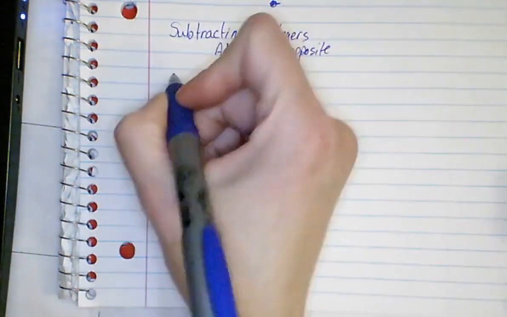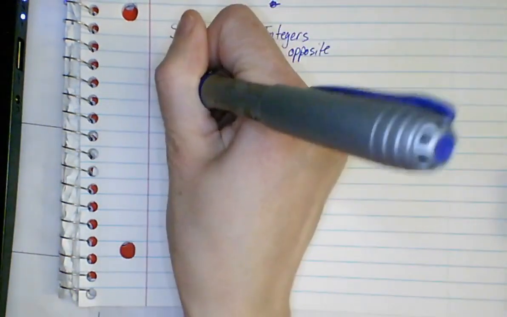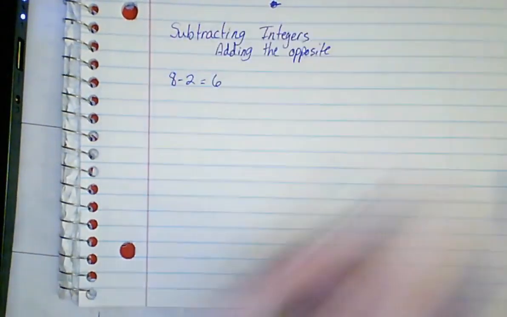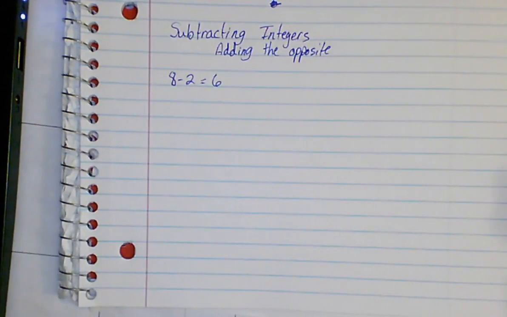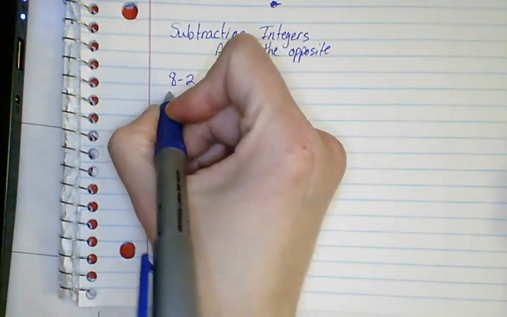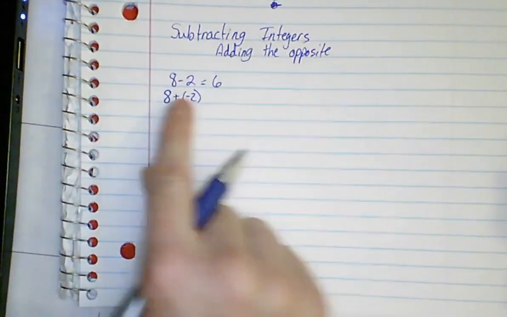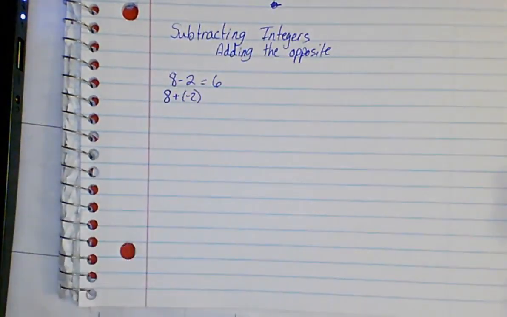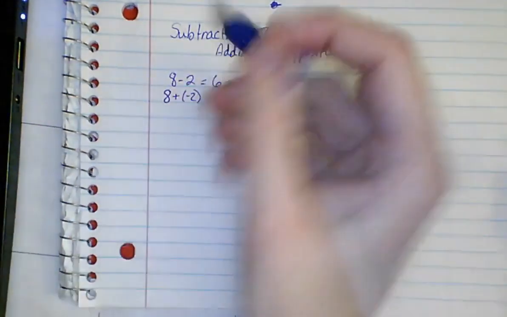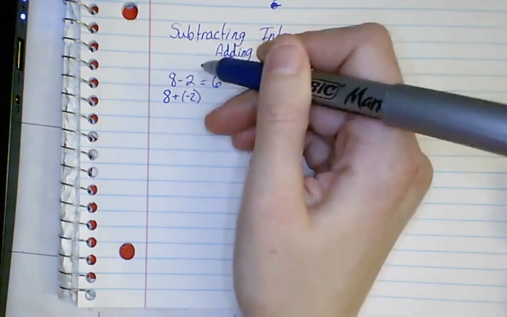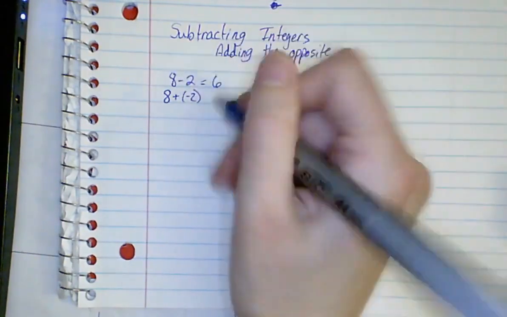So for example, if we have 8 minus 2, well, we all know that is going to be 6. But let's turn this into an addition problem. We are going to keep, change, or kind of split the 8 and that negative 2 up and add. I have a positive 8 and a negative 2, and I'm going to add those.